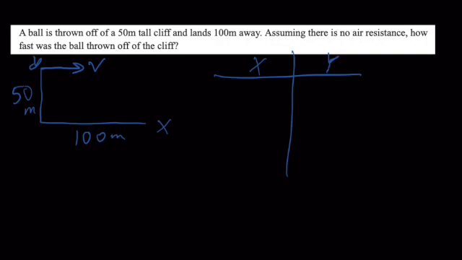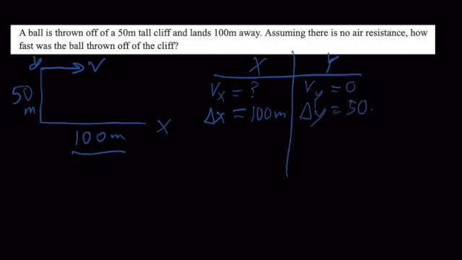For example, the velocity in the x direction is really what we're trying to find, and the velocity in the y direction is equal to 0. Also, delta x, the distance that it travels in the x direction, is 100 meters, and in the y direction, it's traveling 50 meters. Then if we go back to our equations, the kinematic equation that's going to help us the most in this case is y equals y naught plus v naught t plus 1/2 a t squared.